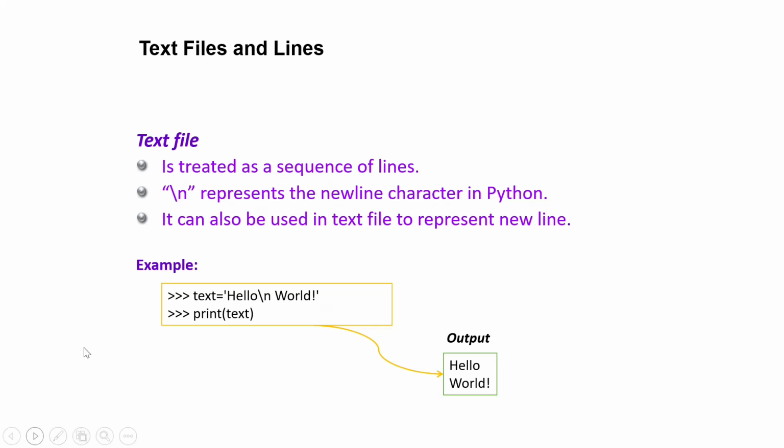A text file is treated as a sequence of lines. You can see backslash n represents the newline character in Python, like I already taught in previous videos. Backslash n is used for a new line, backslash t for the tab, backslash b for the backspace. As you can see, once backslash n is used, it breaks the line for a new line. See, hello world.